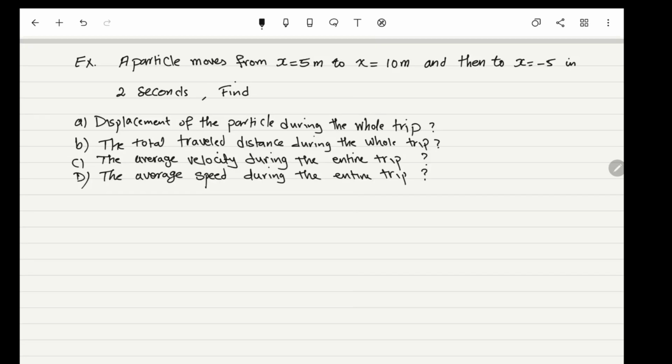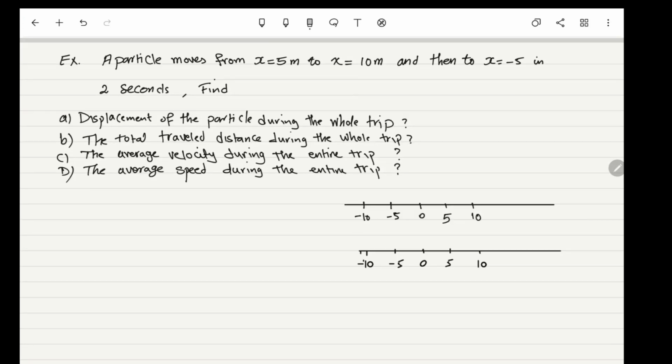Let's have another example here. A particle moves from x equal to 5 meters to x equal to 10 meters and then to x equal to -5 meters in 2 seconds. So the whole trip took 2 seconds. Find the displacement of the particle during the whole trip, the total traveled distance during the whole trip, the average velocity during the entire trip, and the average speed during the entire trip.